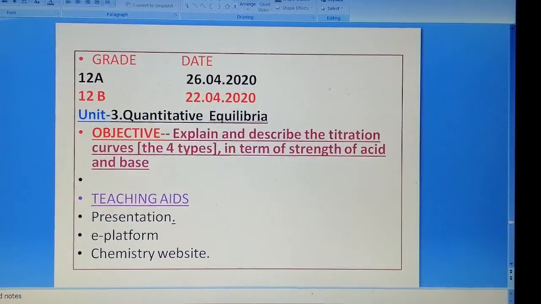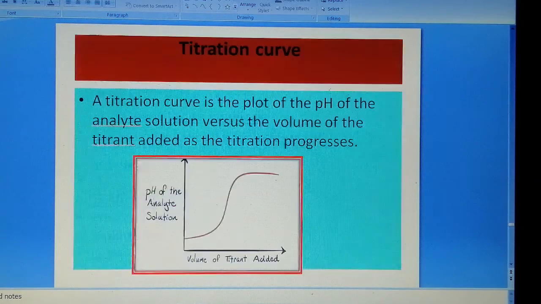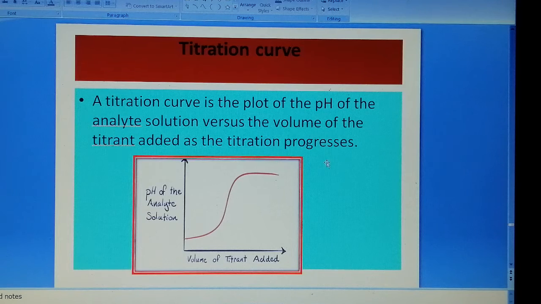Hi students, today our topic is to explain the titration curves of different titrations. First we'll see what a titration curve is. A titration curve is a plot of the pH of the analyte solution versus the volume of the titrant added as the titration proceeds. This is the titration curve.